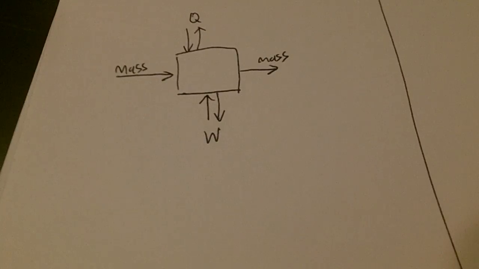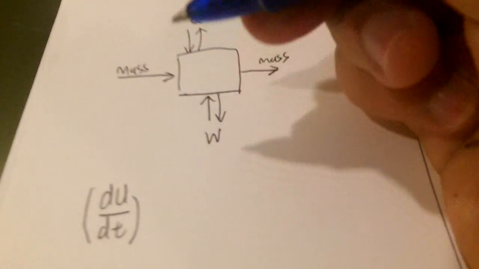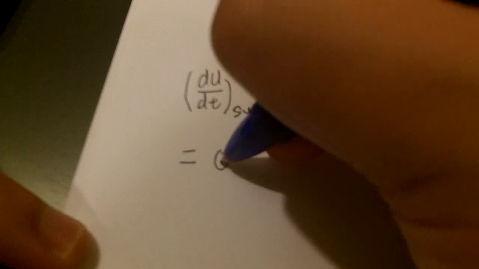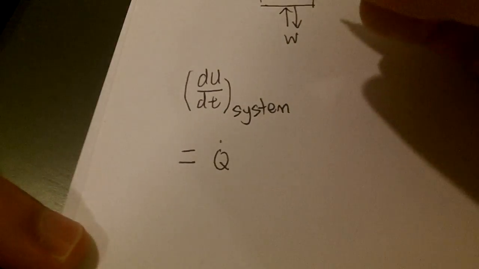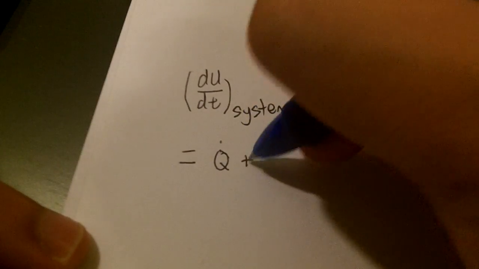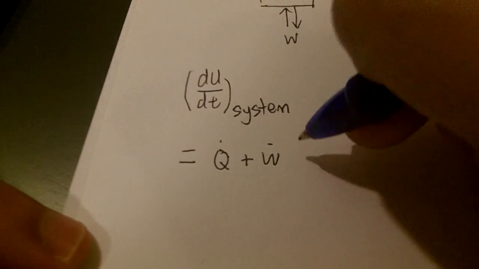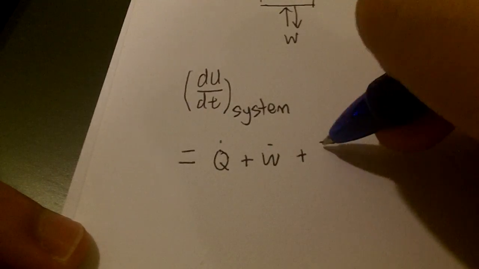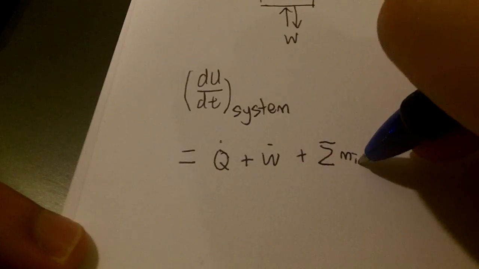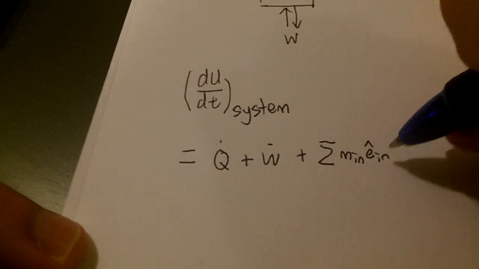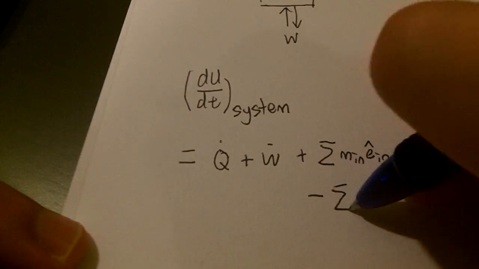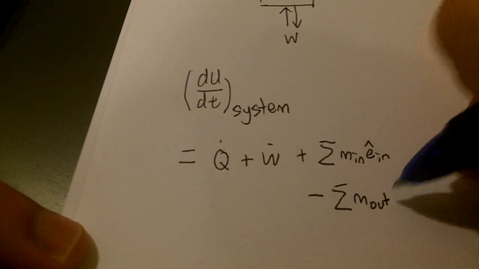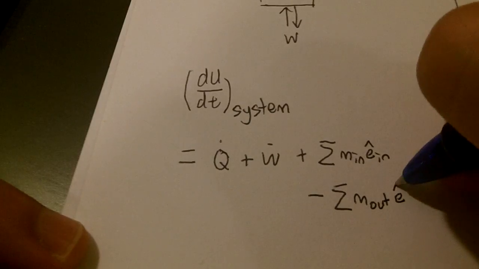Now, when we have our energy balance, dU/dt of the system is equal to the rate of heat interactions plus the rate of work interactions plus whatever energy is brought in by the mass flow, minus the energy that is taken out by the mass flow rates out of the system.